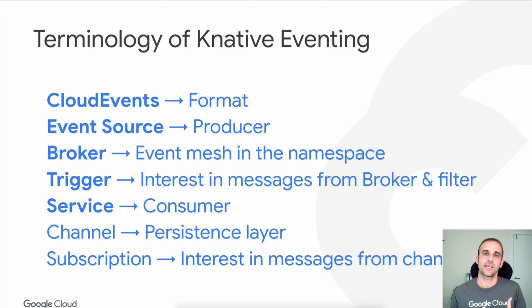Then once the events get into your cluster, they go to a place called the broker, which gets the events within your namespace. From the broker, you want to send the messages to your services, but you define that through what are called triggers. And then finally, you have services receiving these messages, Knative or Kubernetes services. We'll go through these one by one and look at them in more detail.